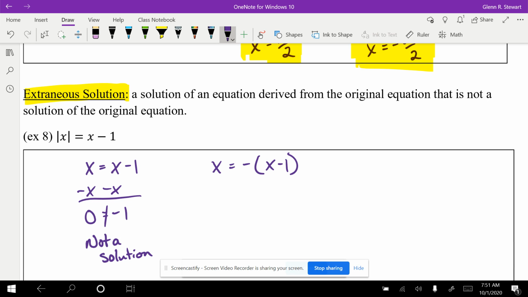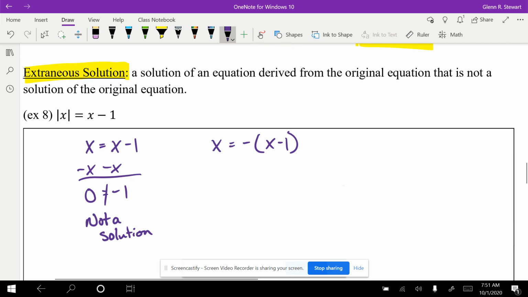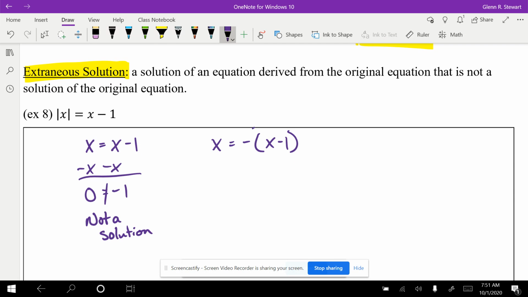And we saw this from Unit 6 whenever we had a number equal to a different number, how we could have something that has no solution. On the flip side, distribute my negative, and I get x is equal to negative x plus 1. I add x over. And a lot of students get confused. When I add two x's, I actually get 2x is equal to 1.